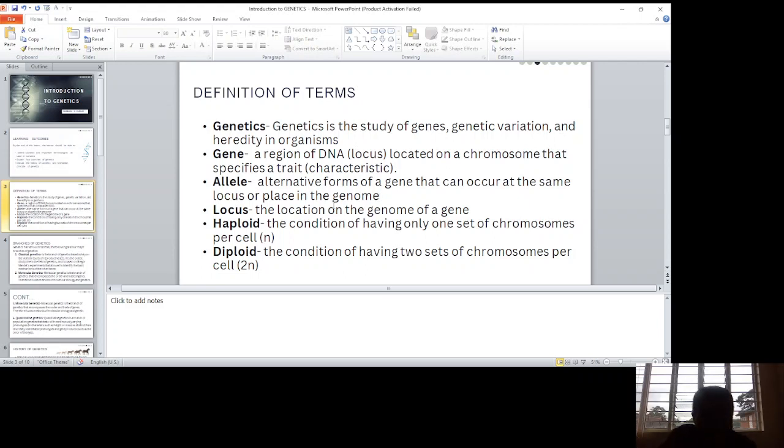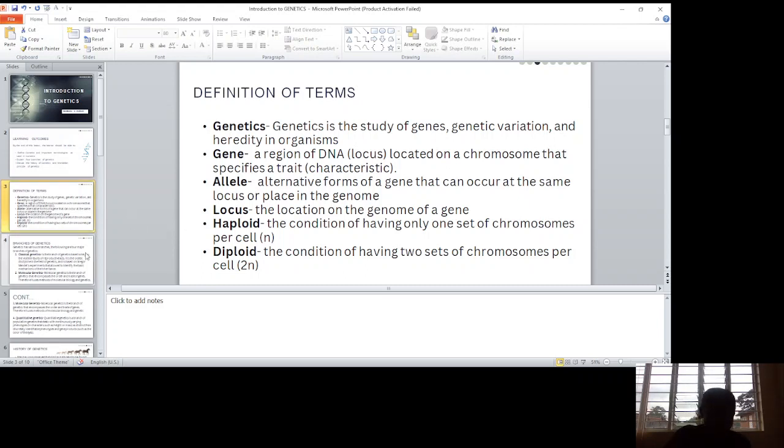Then we look at the other term, which is locus. The locus refers to the location of a gene on the genome. We'll move on to the other term, which is haploid. This is basically the condition of having only one set of chromosomes, while diploid refers to the condition of having two sets of chromosomes per cell.